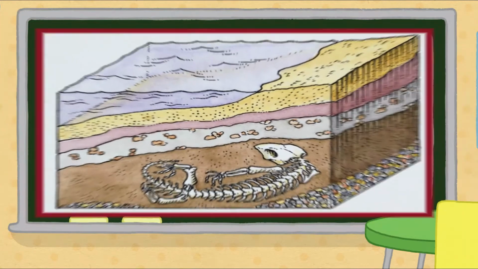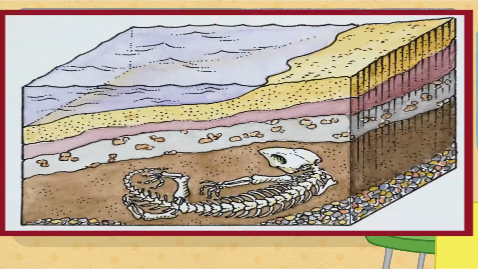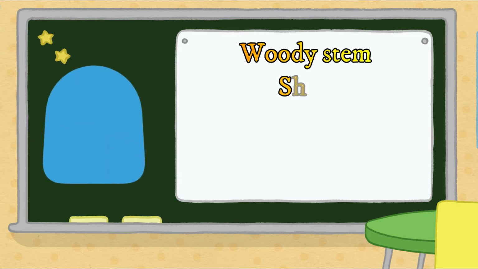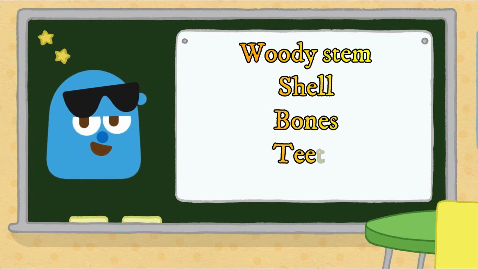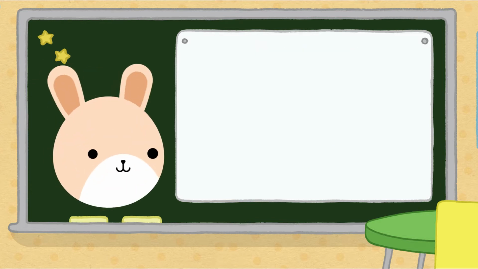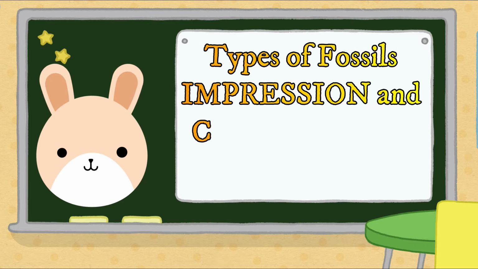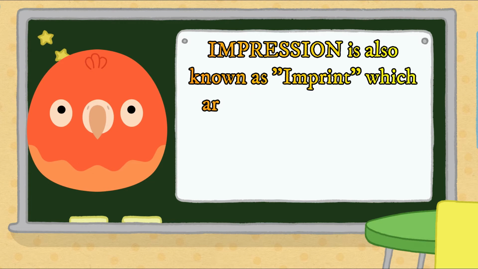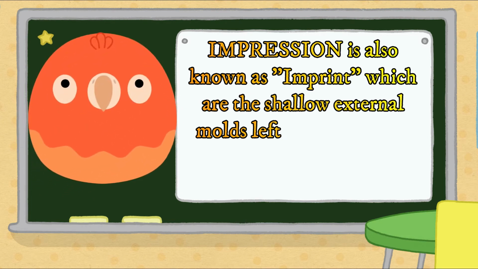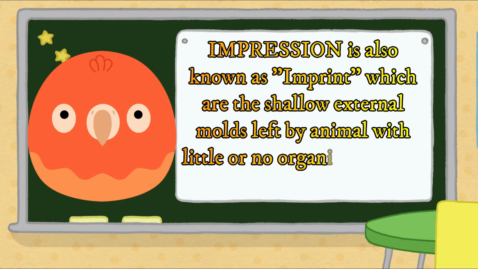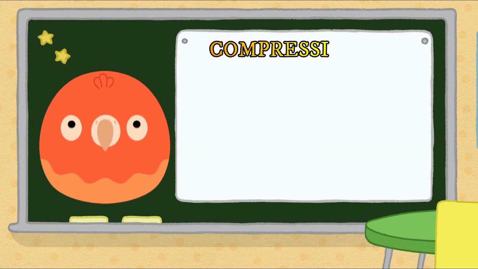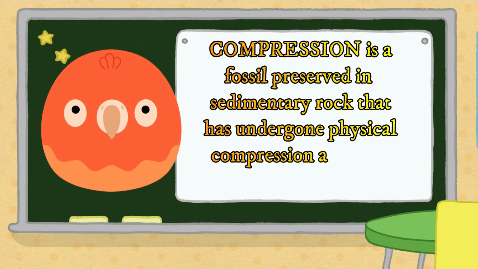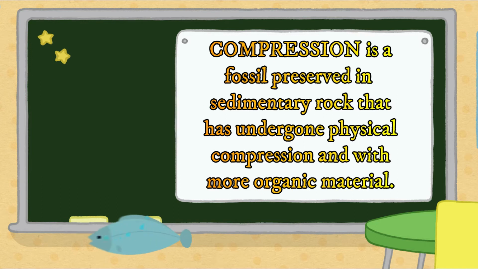Most fossils were found in the sedimentary rocks. They were from the hard part of organism's body like the woody stem, shell, bones, or teeth. Fossils can be classified as to impression or compression. Impression is also known as imprint, which are the shallow external molds left by animal with little or no organic materials present. Compression is a fossil preserved in sedimentary rock that has undergone physical compression and with more organic material.